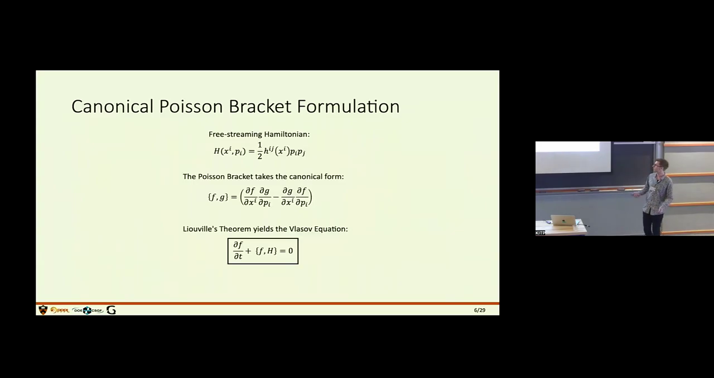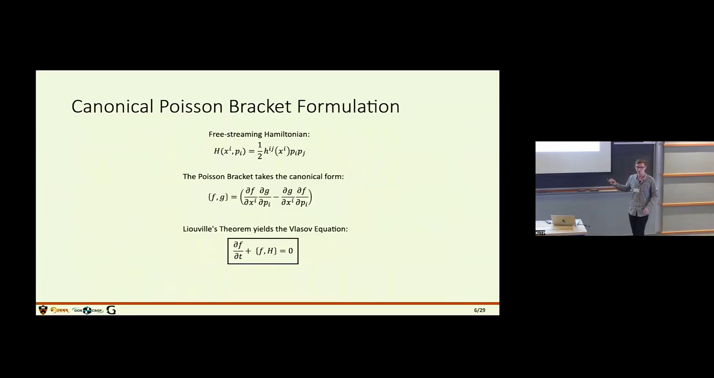Here we just have a non-relativistic free-streaming Hamiltonian, H is p squared. Your H is going to be represented in terms of upstairs position and downstairs momentum coordinates, your canonical pair. So your bracket associated with this evolution is going to be in a canonical form, the canonical Poisson bracket. And Liouville's theorem is going to be the time derivative of your distribution function f plus the bracket for your advective terms. This is ultimately the core of our solver.